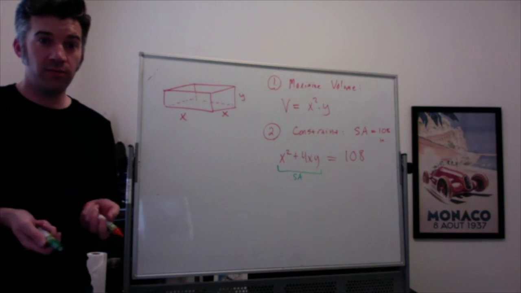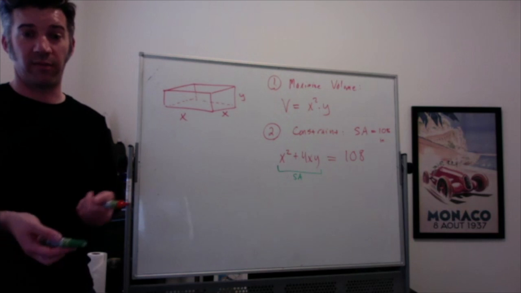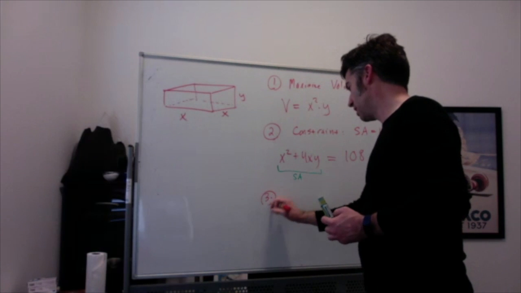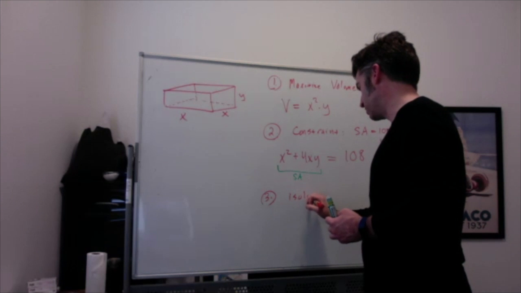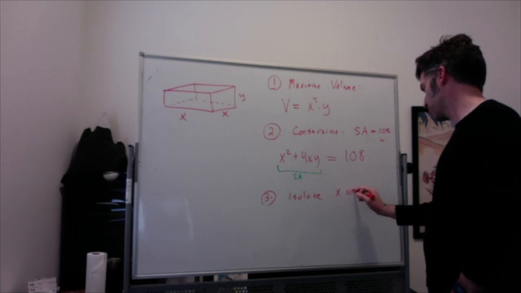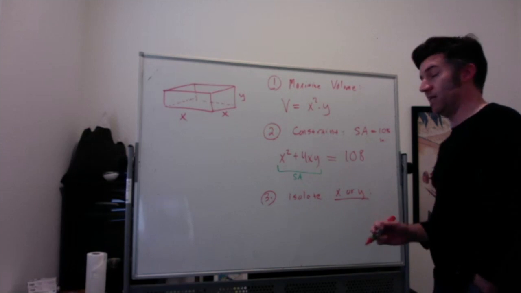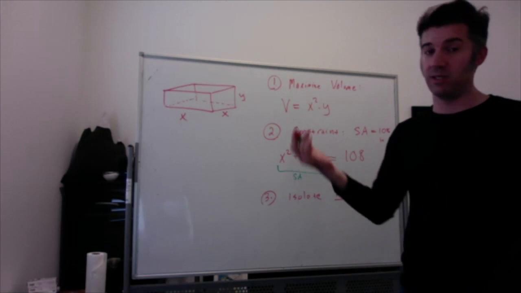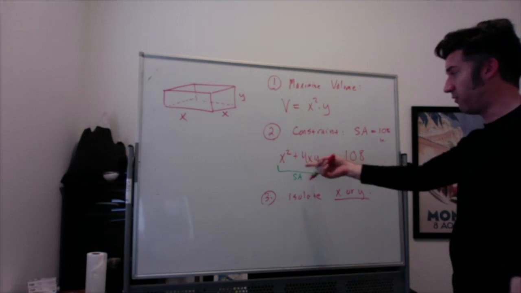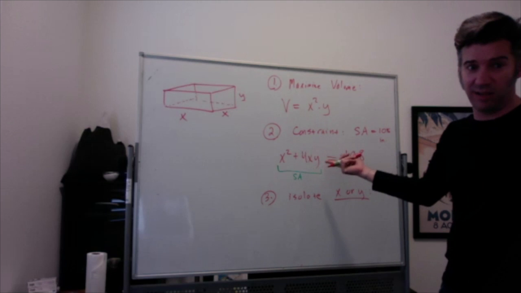So now, this is where we typically solve for one of our variables. So step 3, isolate one of the variables in the constraint. And typically you want to choose the thing that is just easier. That's almost always the case. What's easier to solve for here? Is it easier to isolate x or is it easier to isolate y?